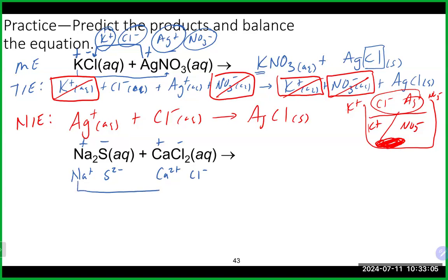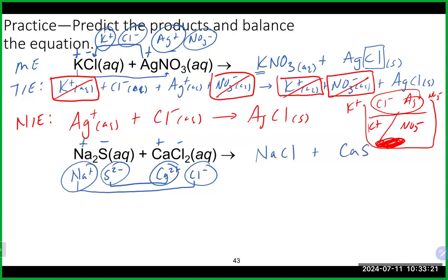We're going to switch partners, so these guys are going to come together. And when we put it together, that's a +1 and a -1, which should give us NaCl. And our +2 for our calcium and our -2 will give us CaS in this case. Again, no Na2Cl2, so you want to put it together correctly. At this point, we could balance it, and we do need a 2 in front of the sodium, I think, and that will balance it up. Any questions on how we got there?